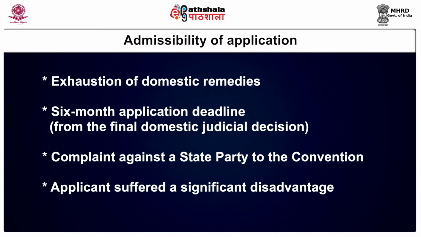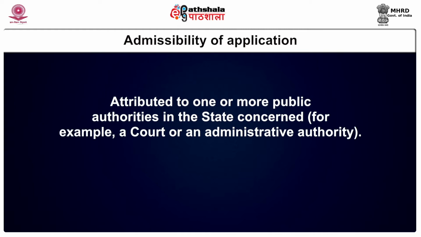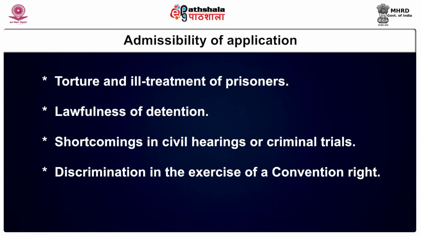The application must be a complaint against a state party to the convention, where the applicant suffered a significant disadvantage. The state or states are bound by the convention and have, through one or more acts or omissions, violated the European Convention on Human Rights, attributed to one or more public authorities in the state concerned, for example, a court or an administrative authority.